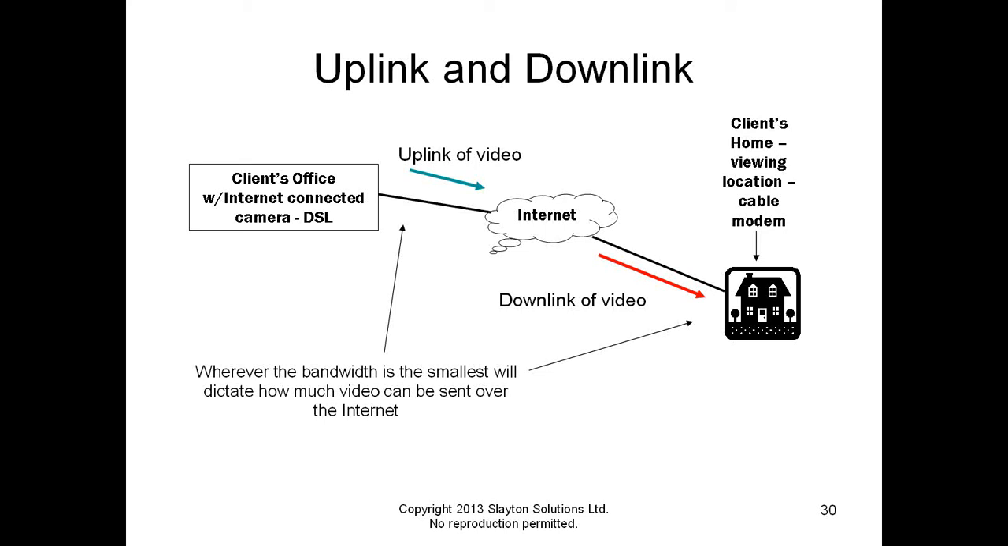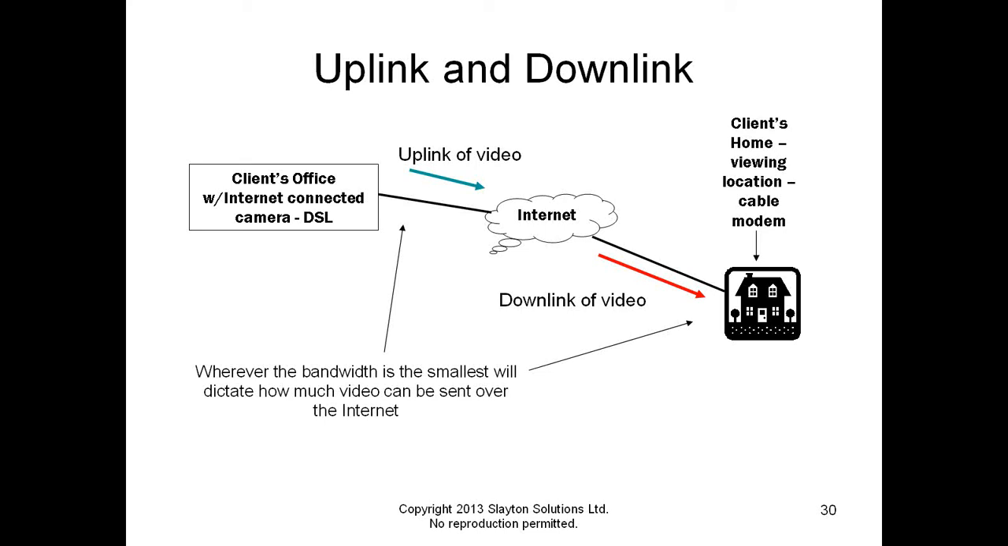Client's got a DSL in his office. Client's got a cable modem in his house. He wants to watch, and is watching, the video from the camera at his office. He's watching it at his house. That's great. Or he's watching it on his smartphone, or on his tablet, or through any number of internet-connected devices. But the uplink of the video, how big is that pipe? And the downlink, how big is that pipe?